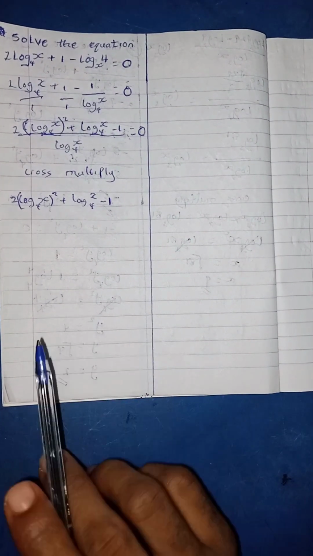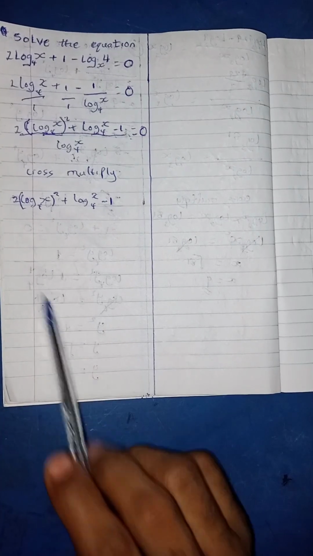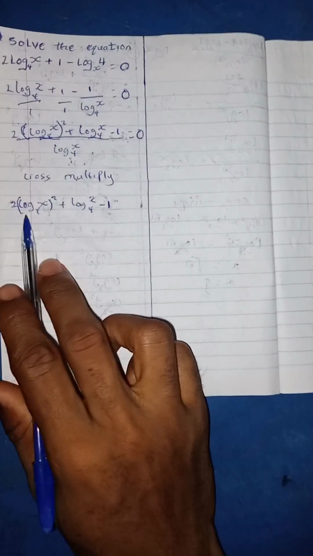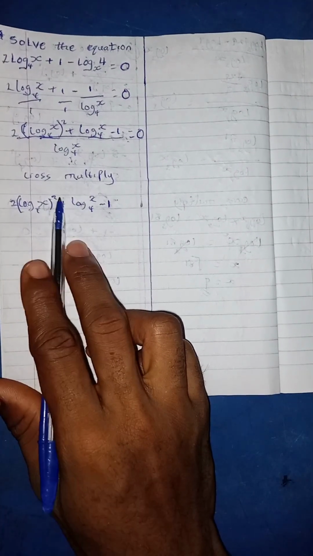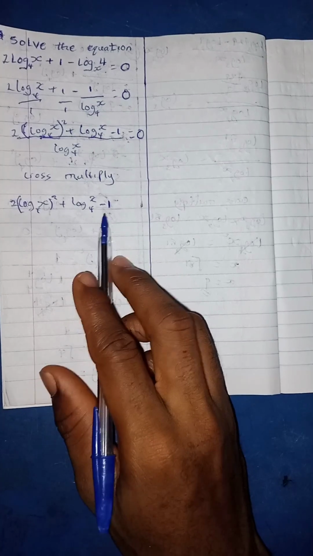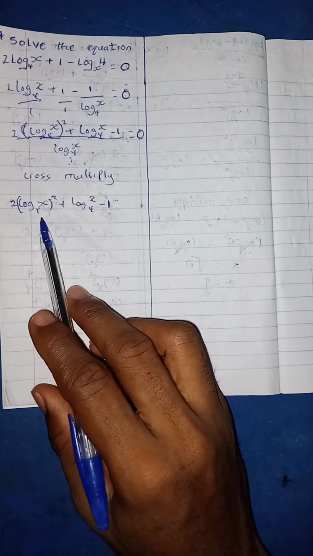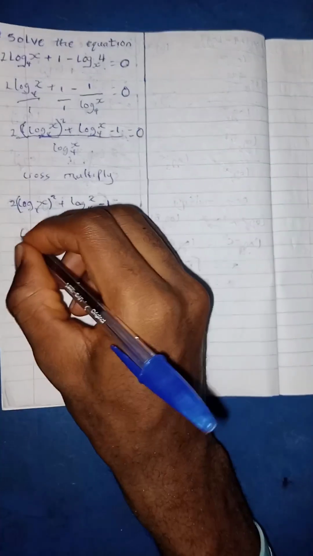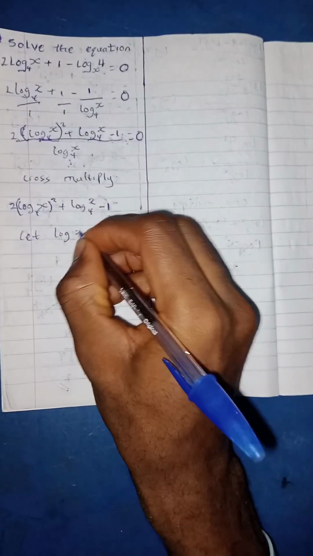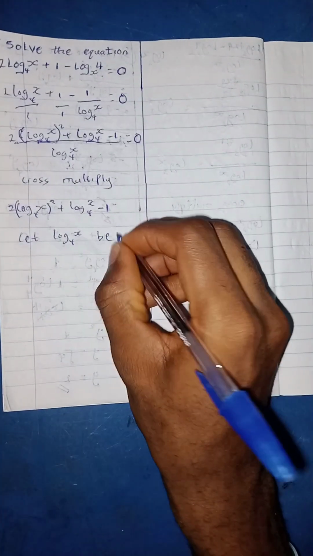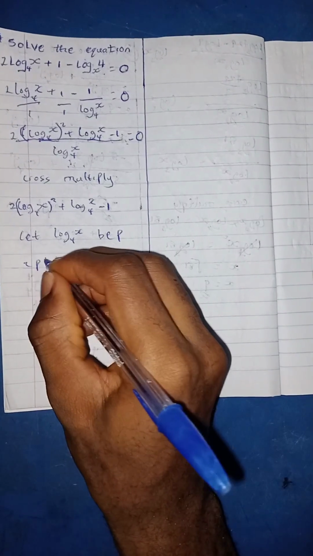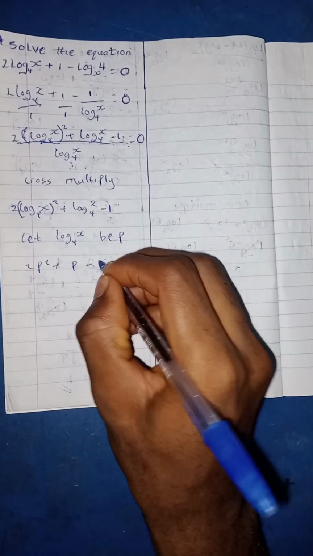So what will we do in this case? We're having 2 log x to the base 4 all squared plus log x to the base 4 minus 1. What we can do is let log x to the base 4 be p. So we'll be having 2p squared plus p minus 1 equals 0.